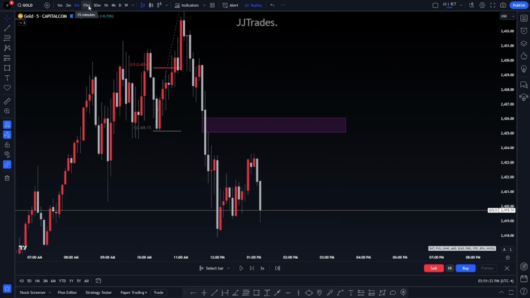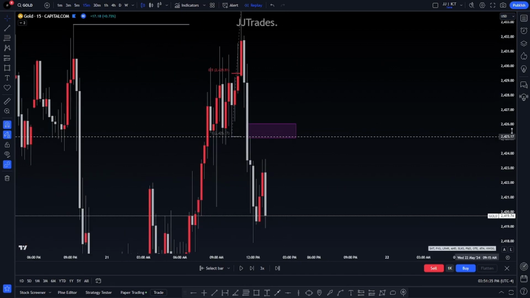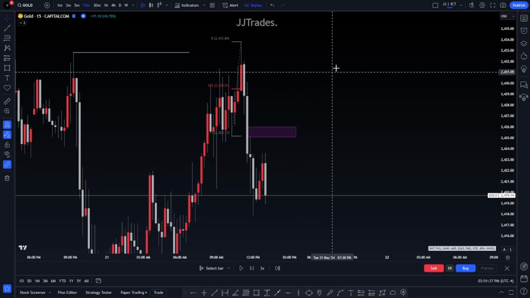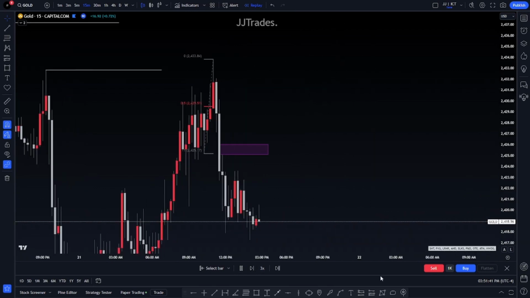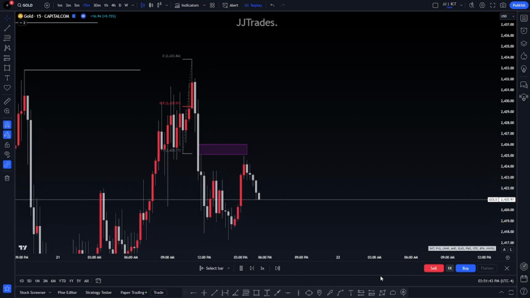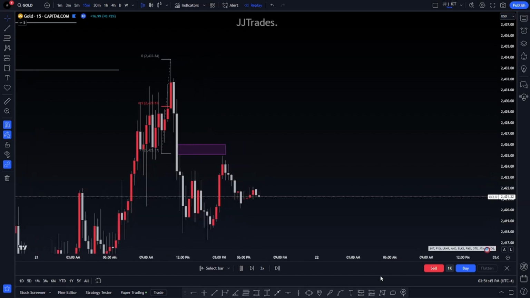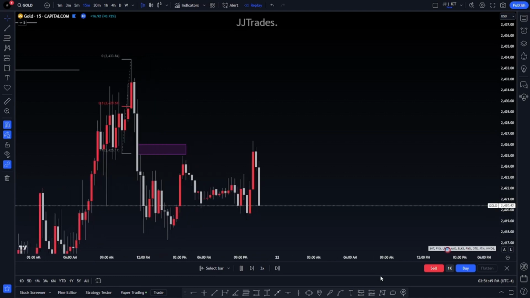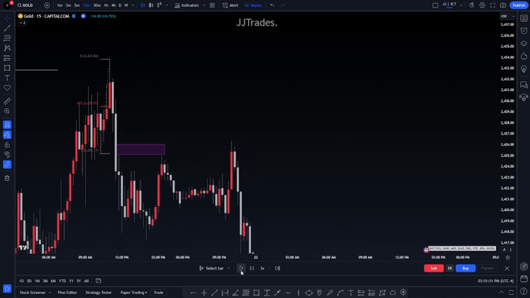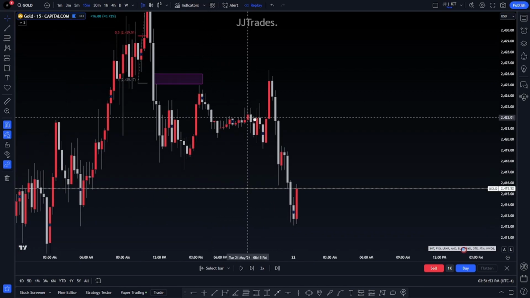Let's jump back on to 15. This is the same fair value gap, just on a lower time frame. And let's watch price. Price barely comes up to it. Price comes up to it and displaces downwards.